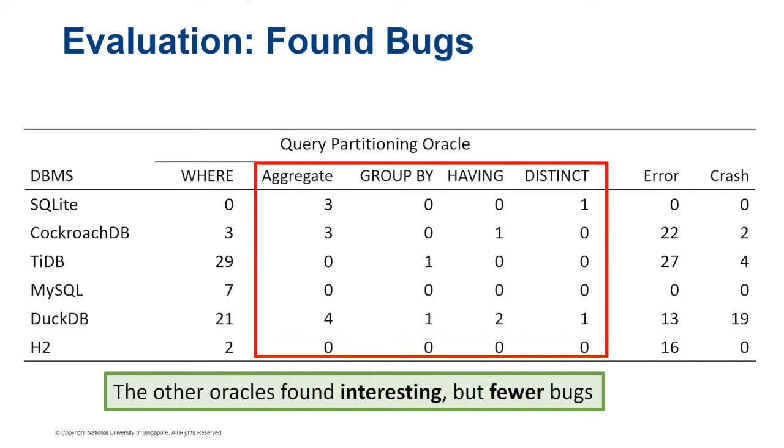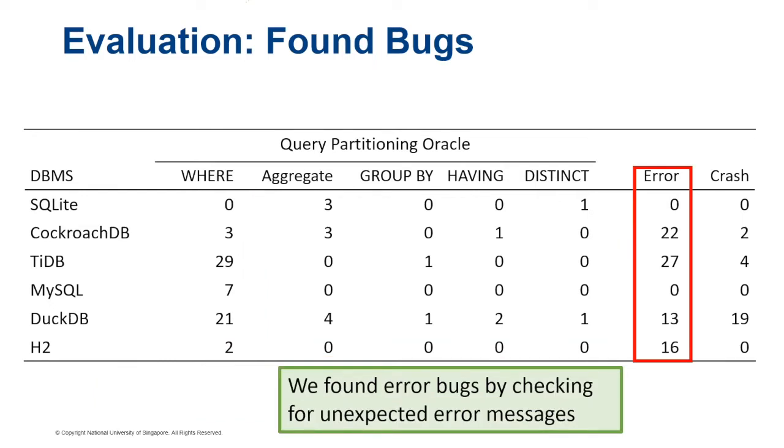The other test oracles found interesting bugs, but fewer overall. And you perhaps also noticed that we actually also found a lot of crash bugs. Those could have been found by SQLsmith or other random query generation tools. And for error bugs, I just want to briefly explain. So there we checked for unexpected error messages.